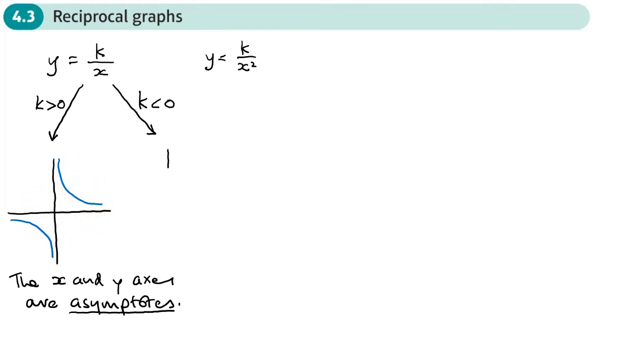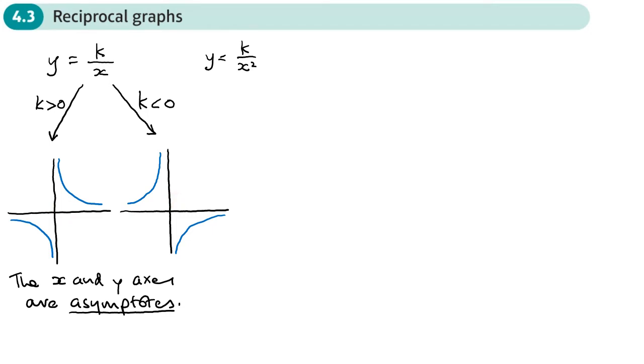Now, if k is less than 0, so it will be something like negative 1 over x or negative 2 over x, then the reciprocal graph is going to look like this. Again, the x and y axis are asymptotes, and you can see that if I were to reflect this graph in the y axis, I get this graph, and also if you were to start with this graph and reflect it in the x axis, you would get this one. So you can consider this as a reflection of this graph in the x or the y axis.